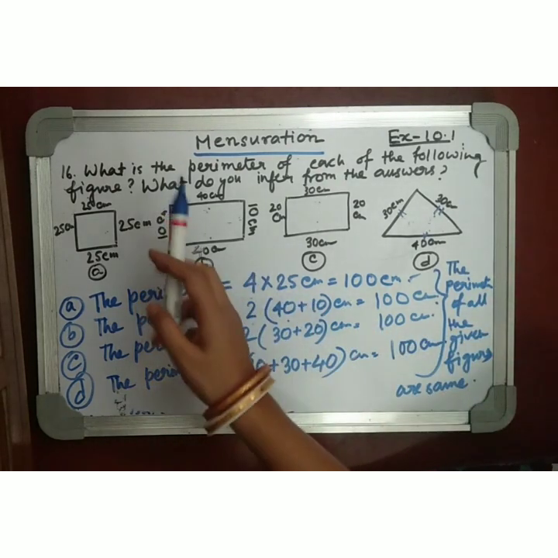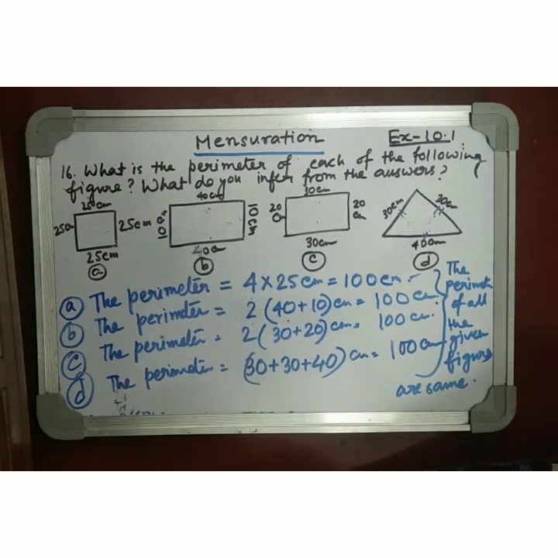In the second part of this question it was written, what do you infer from these answers? It is very evident what we can infer: the perimeters of all these given figures are the same, this much only. Let's come to the next question.